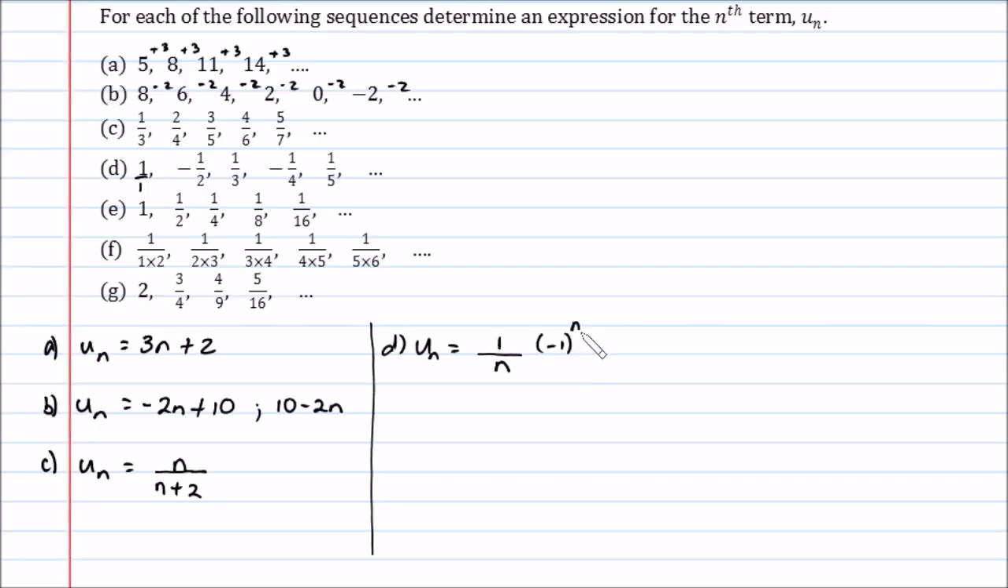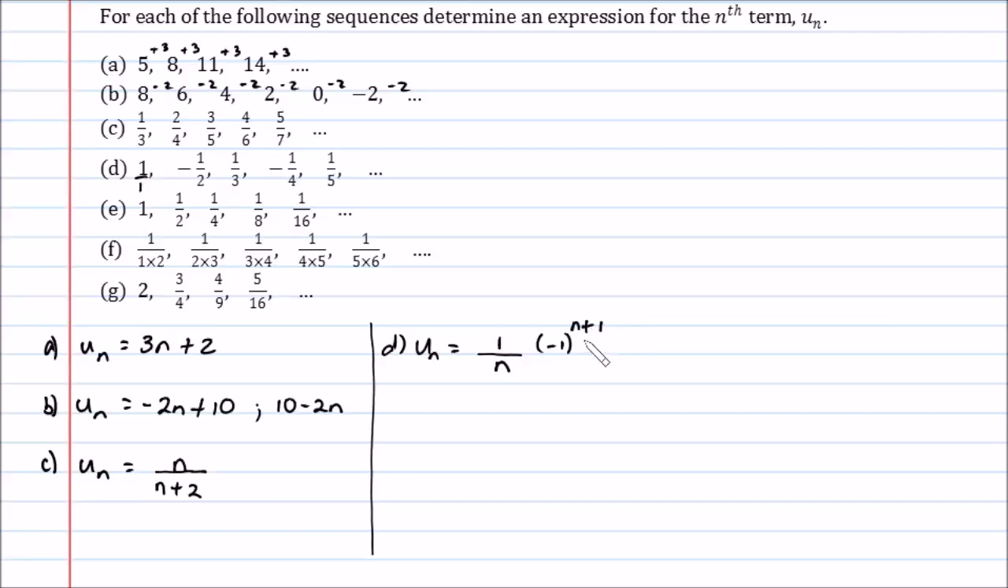If n is 1, negative 1 to the power 1 is negative 1, which means that my first term should be negative if I leave it like this as n. Because when n is 1, I will get a negative first term. But my first term is positive. So that tells me that my power has to be n plus 1.